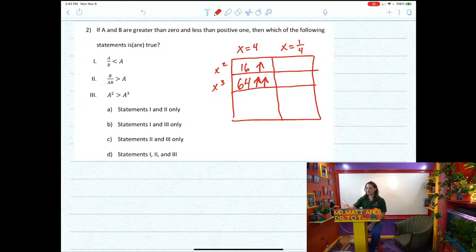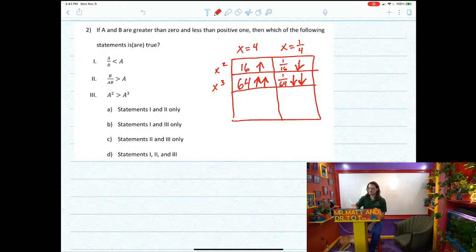If we squared 1/4, that's going to become 1/16. That's a decrease. If we cubed 1/4, that would become 1/64. That's even more of a decrease. So I'm going to put 2 down arrows for x cubed and 1 down arrow for x squared.